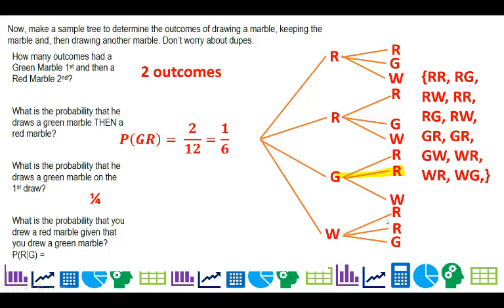What did it depend on? It depended on which marble I pulled the first time. So how do I show that? This is the probability of getting red given that I got a green. Given that I got a green, how many ways could I get red? 2 out of 3. So that probability is 2/3. So the probability of getting a green and then a red marble, we said, was 1 out of 6.